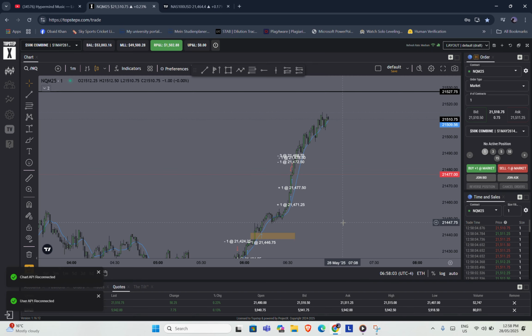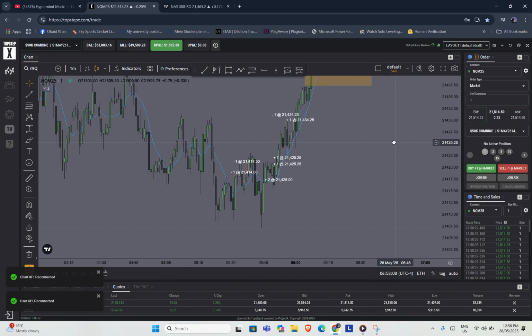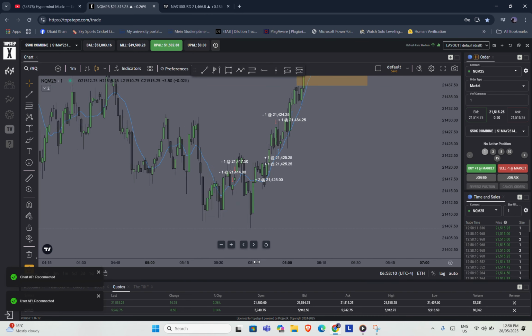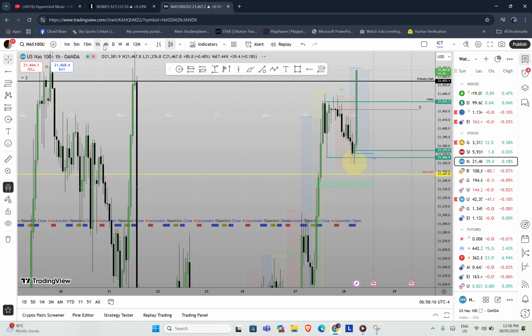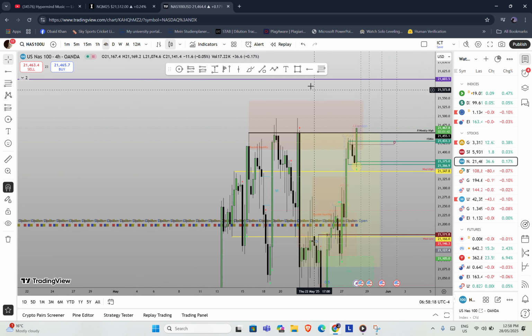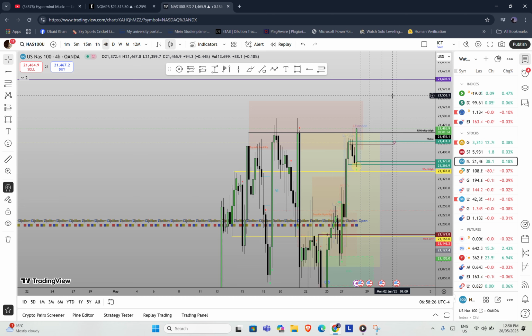I will just show you the live execution of it. Today, when the market opened, I was kind of bearish because the market was extended, and I thought the market might go towards this fair value gap, this specific fair value gap, and this one. But the market had other plans.